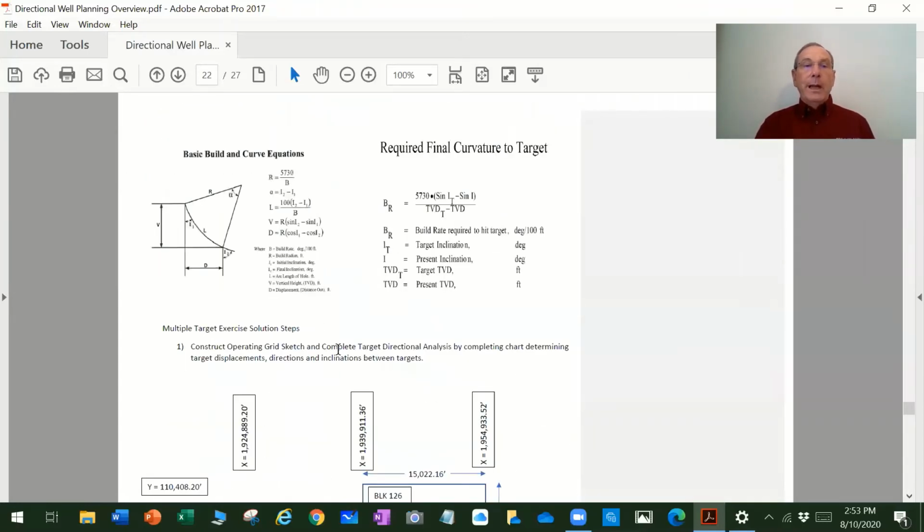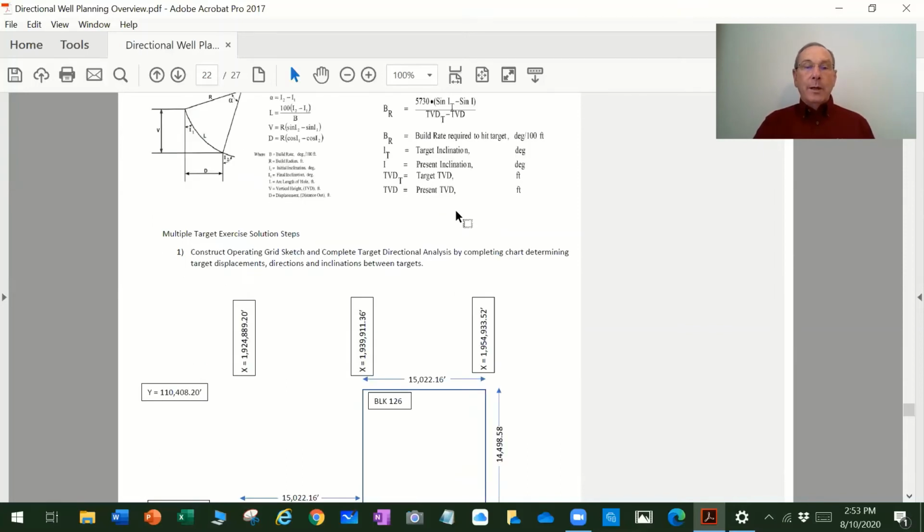And we're only going to need to look at what I call basic equations that we've already used and done an example of: to calculate our vertical distance while we're building angle, horizontal distance while we're building or dropping angle, and then the build rate needed between 2 targets when we know the change in TVD and we know the 2 inclinations that we need at the 2 target locations.